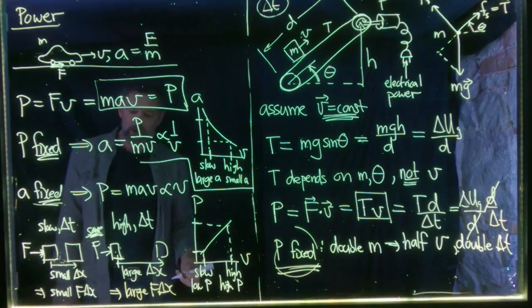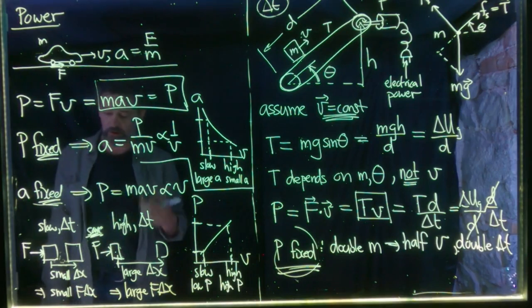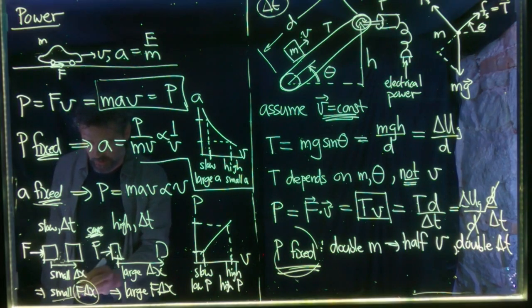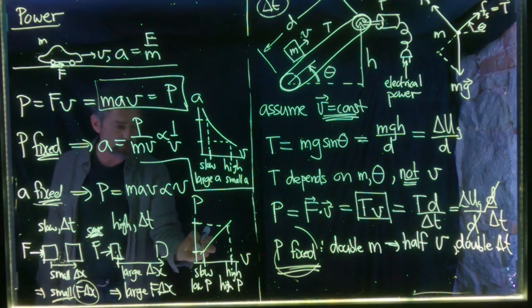So what's going on here is, when the car is moving slowly, then during that time delta t, the amount of energy that needs to be transferred from chemical energy in the gasoline to kinetic energy in the car, that transfer F delta x, is small. So a small transfer in some time delta t is a small power, low power.